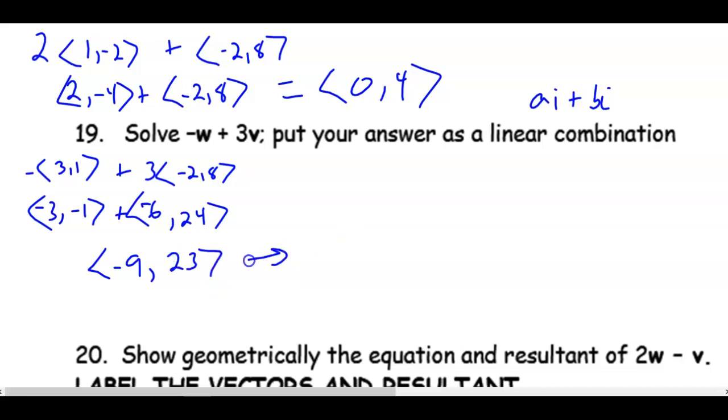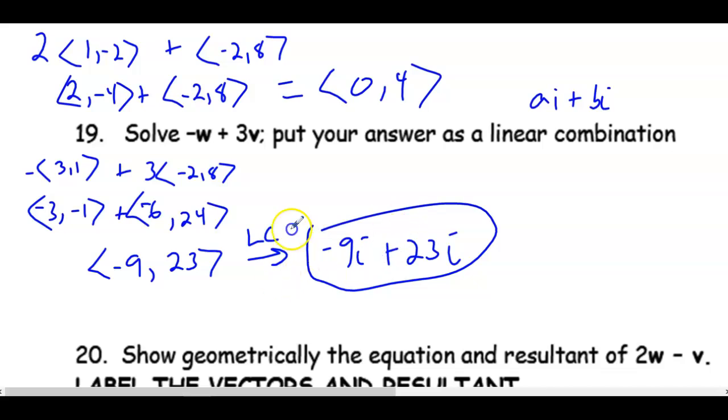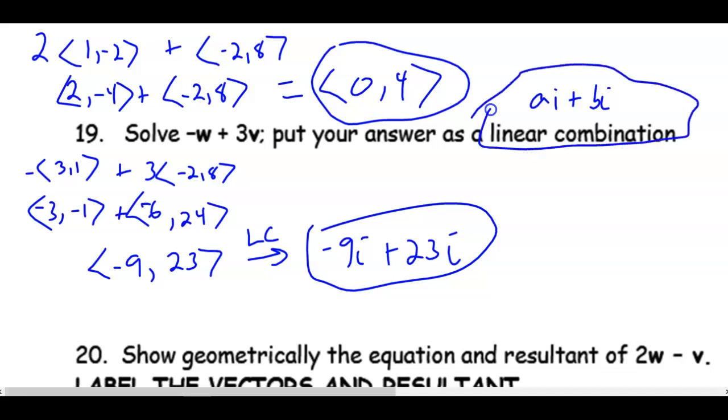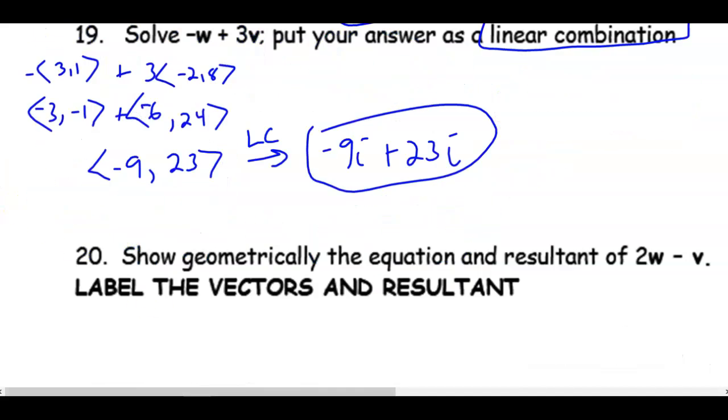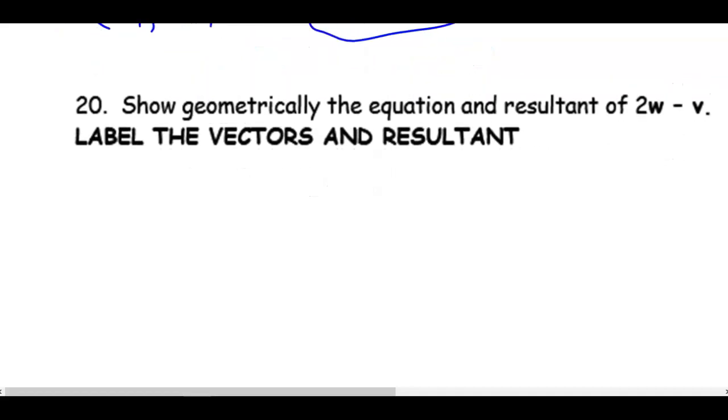So linear combination, this would be -9i plus 23j. Linear combination. Put that together, so on the solution key. Alright, right here.